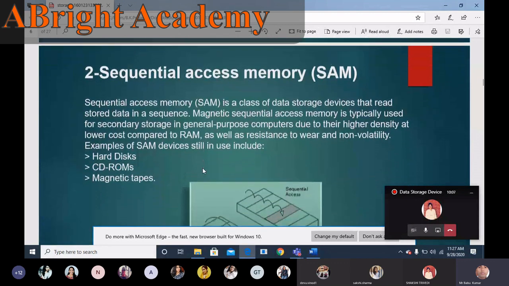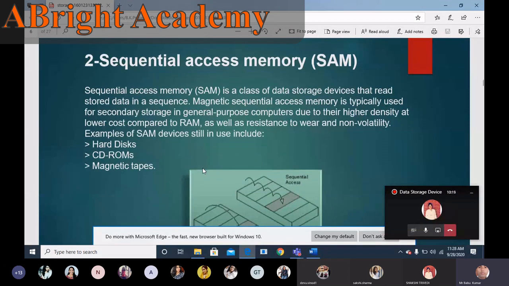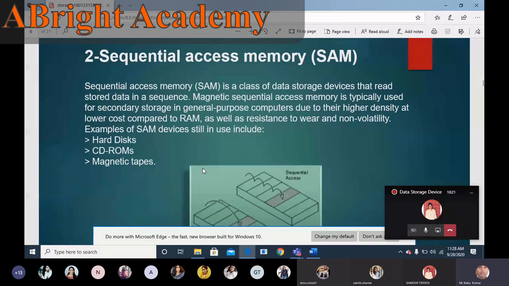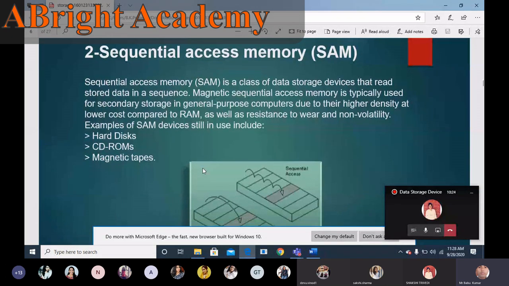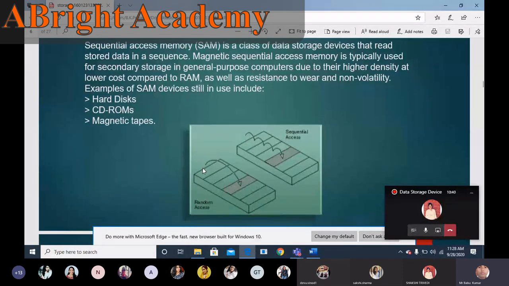Sequential access memory. Sequential access memory, SAM, is a class of data storage device that reads stored data in a sequence. Magnetic sequential access memory is typically used for secondary storage in general purpose computers due to its higher density at lower cost compared to RAM, as well as resistance to wear and being non-volatile. Examples of SAM devices still in use include hard disk, CD-ROM, magnetic tapes.